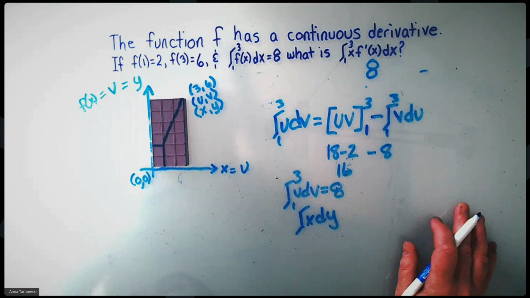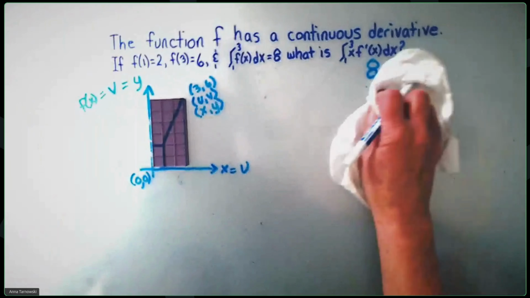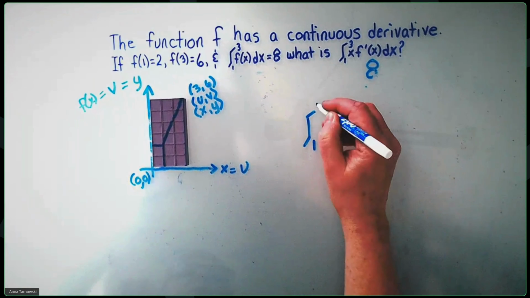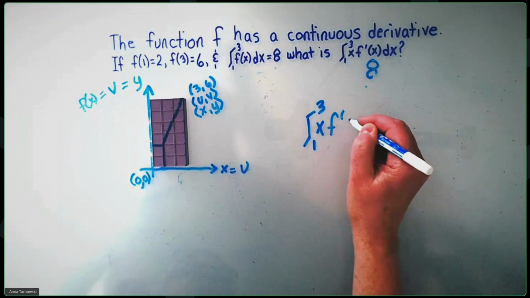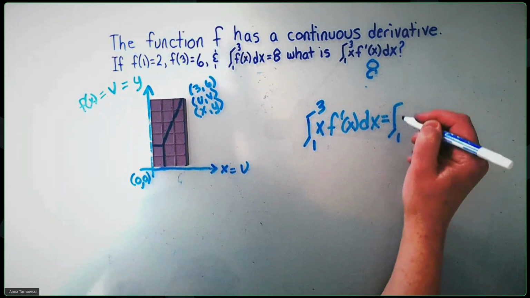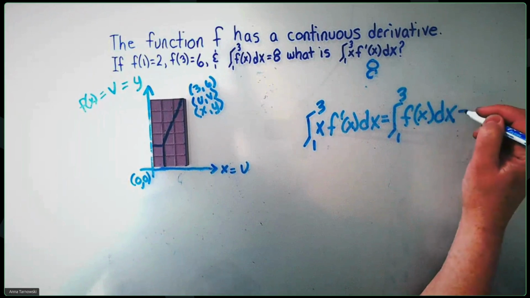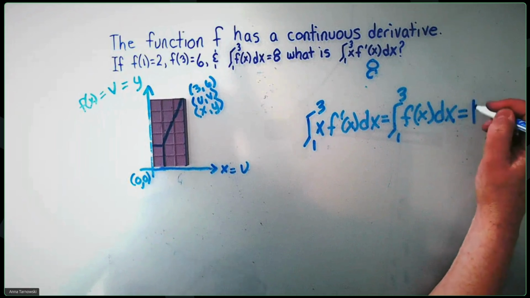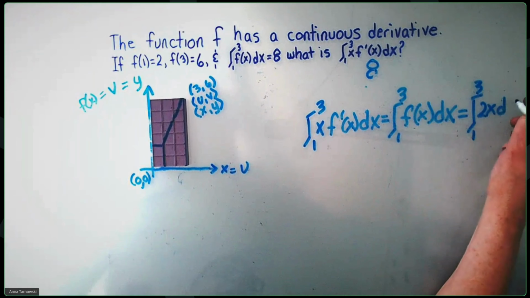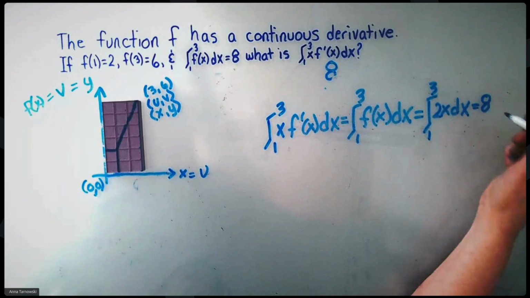And also one other thing here, which I think is kind of fun, is that the integral from 1 to 3 of x f prime of x dx is equal to the integral from 1 to 3 of f of x dx, which is equal to the integral, because we did that line from 1 to 3, of 2x dx, and all of this is just equal to 8, right?